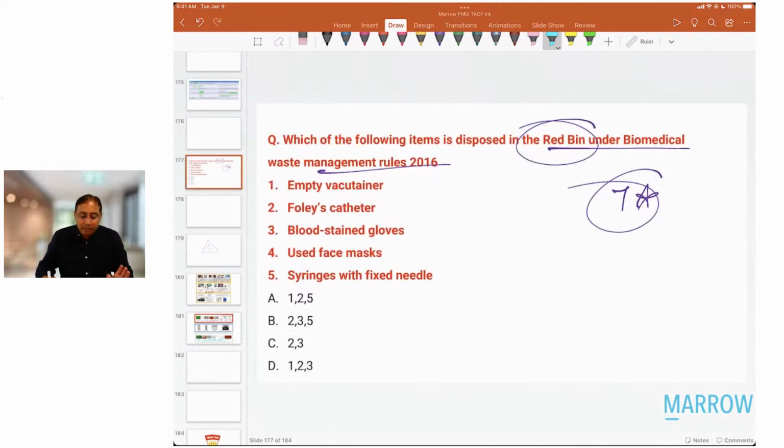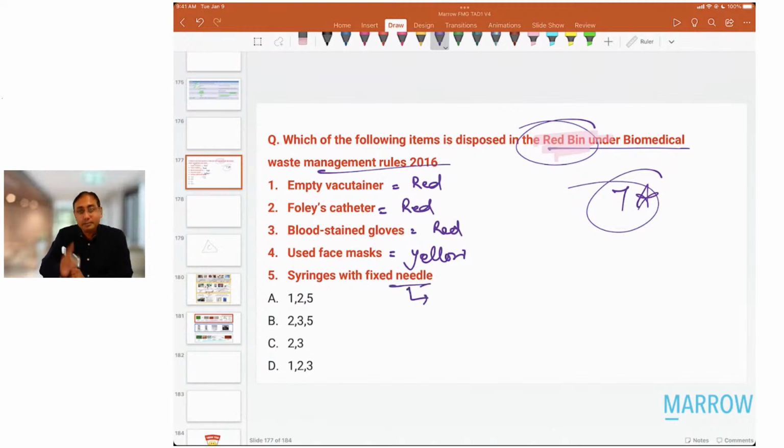So if you have remembered this, if you have understood this, ये बहुत easy question है. Which of the following will go to the red bin? So empty vacutainer, yes, they go to the red color bin. Foley's catheter, they go to the red color bin. Blood stained gloves, they will go to the red color bin. Used face masks, beta, ये जाएगा yellow category में. Syringes with fixed needle, ये कहाँ जाएगा? Syringe with fixed needle. Needle fixed है, you cannot break it open, ये जाएगा white category.